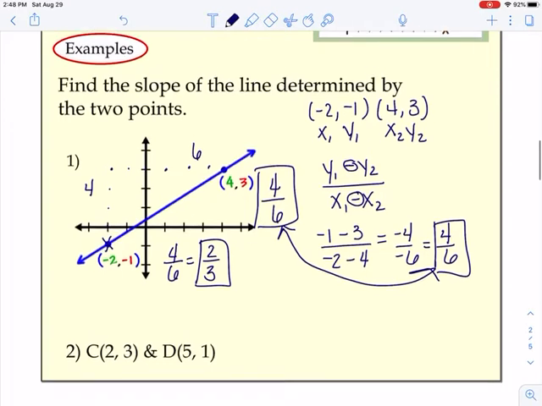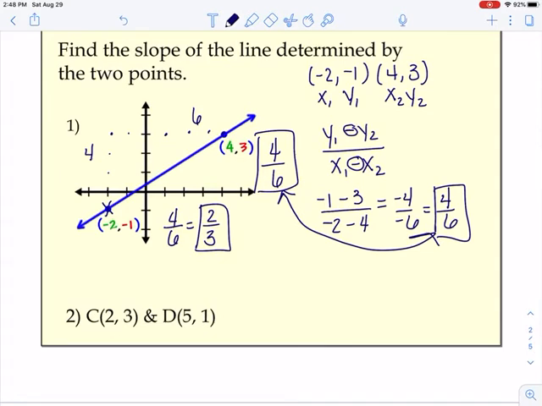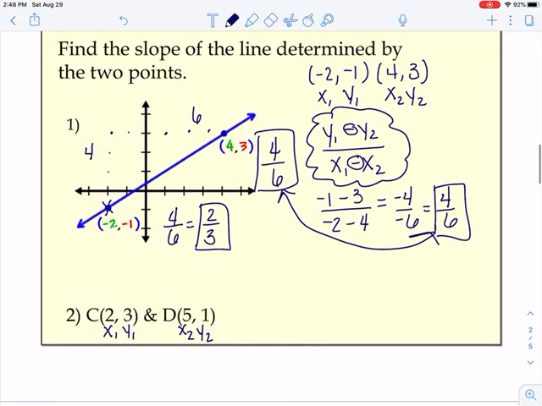So for number 2, I have the points (2, 3) and (5, 1). I don't have a graph grid here, so I'm not even going to try to graph them. I'm just going to use my slope formula again. Since this is my first ordered pair, I'll call it x1, y1. Since this is my second ordered pair, I'll call that one x2, y2. Just to save a little room, I'm not going to rewrite the slope formula. So y1 is 3, a minus sign from the formula, and y2 is 1.